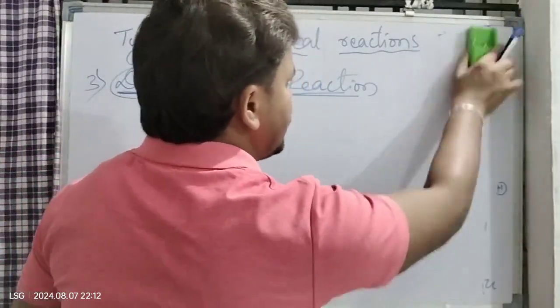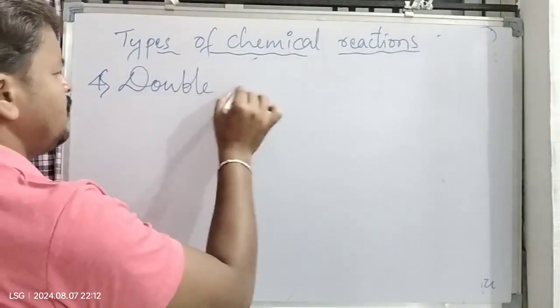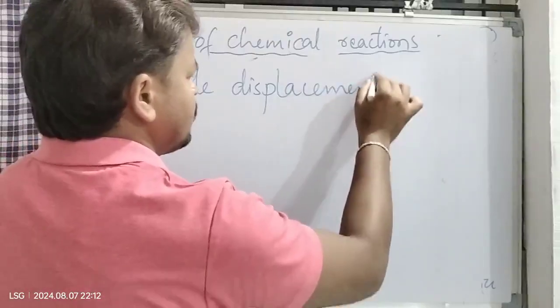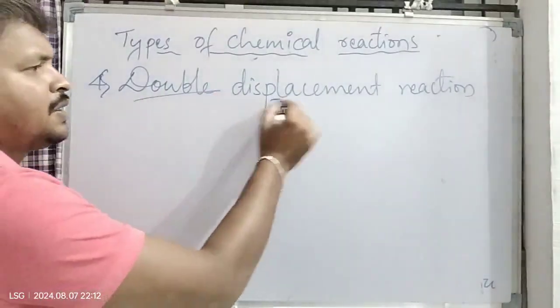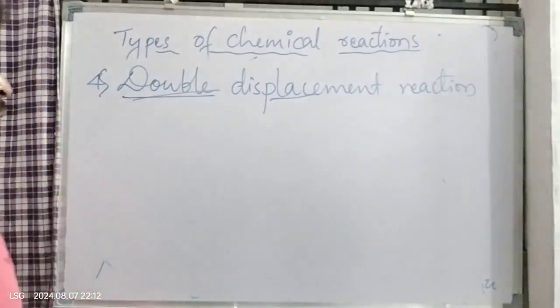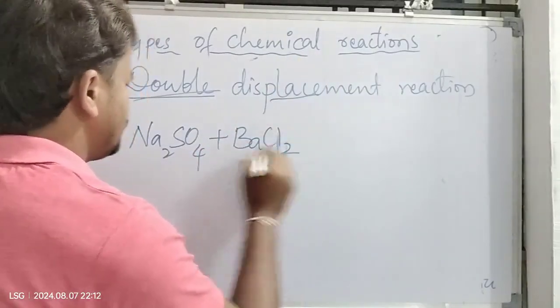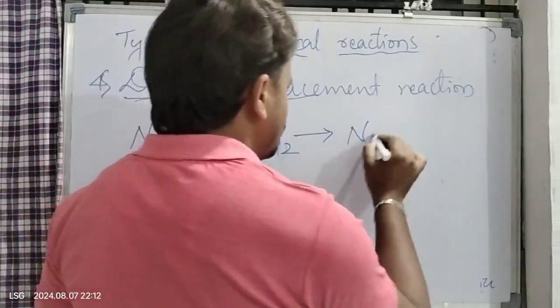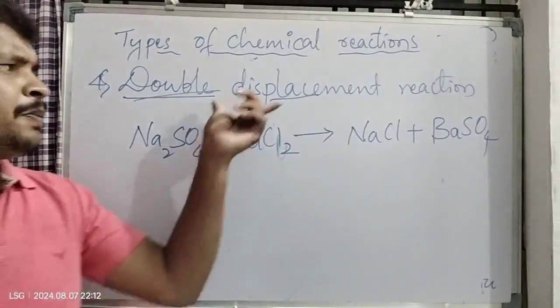The fourth type of reaction is double displacement reaction. What is meant by double displacement reaction? Here, one example I will give you. Displacement reaction, we know that. Double displacement reaction, for example, Na2SO4 reacts with barium chloride, BaCl2. Sodium sulfate reacts with barium chloride, gives sodium chloride plus barium sulfate. This is the example to show the double displacement.